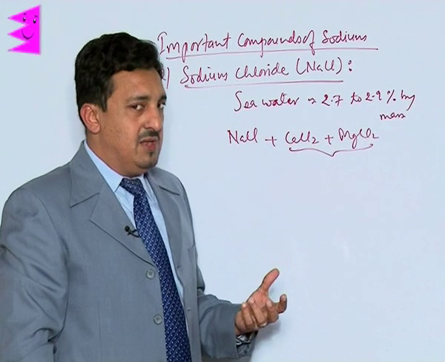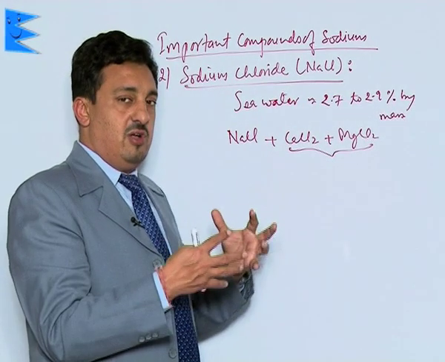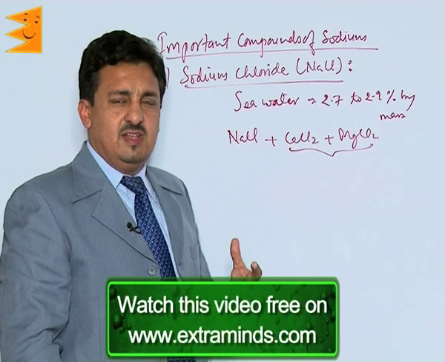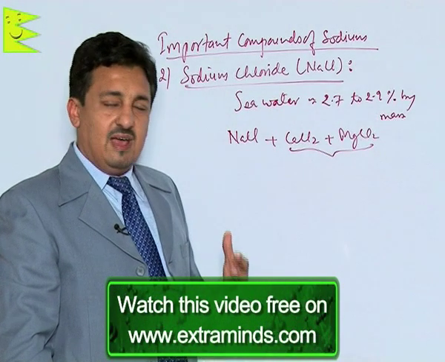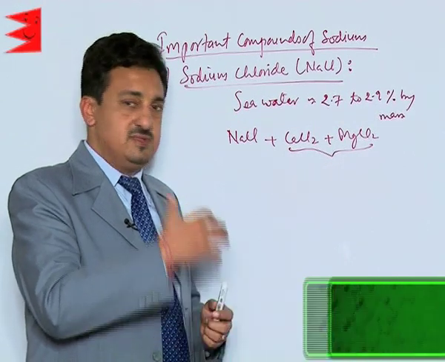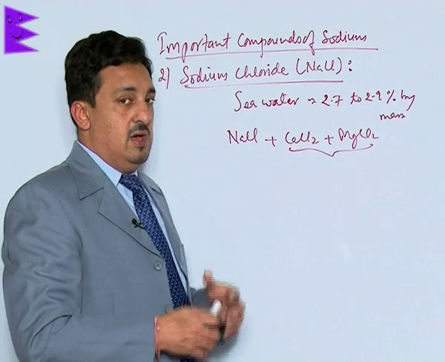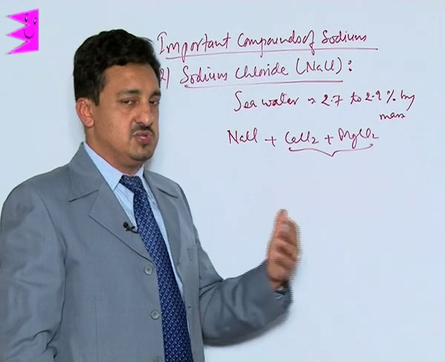Now, how it is prepared nowadays is that we take the crude salt which we have got from the seawater, dissolve it in the minimum amount of water, and then pass HCl gas through it. This results in the saturation of the NaCl, and the NaCl gets crystallized out. The chlorides of calcium and magnesium, being more soluble, remain in the solution, and the sodium chloride separates out.